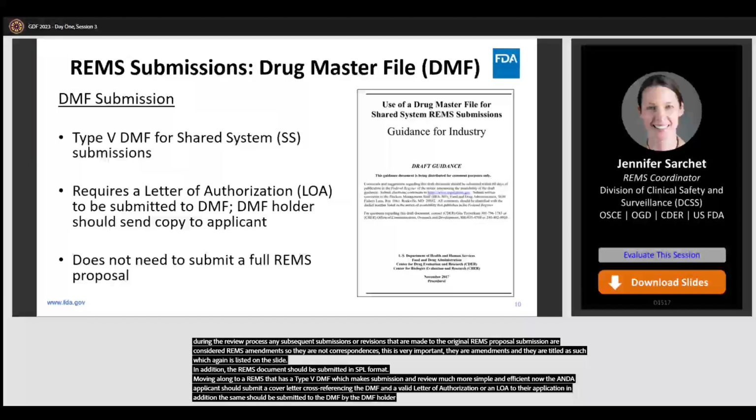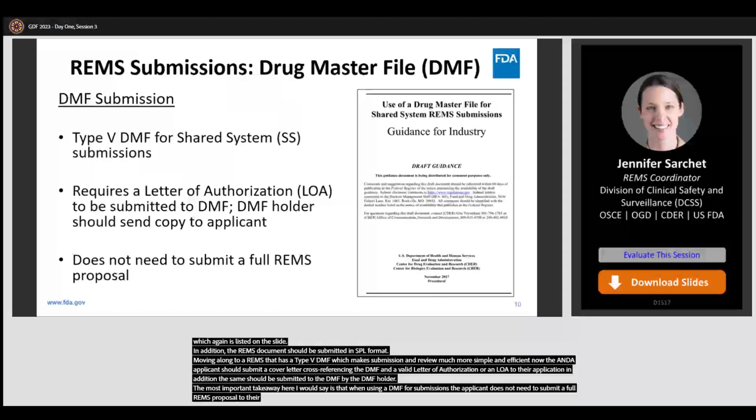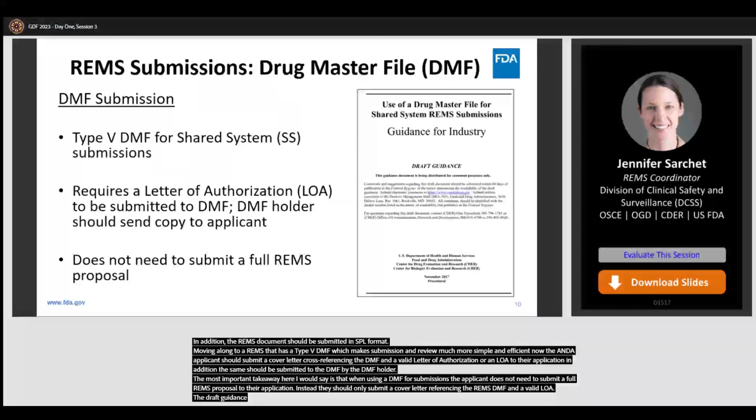The most important takeaway here, I would say, is that when using a DMF for REMS submission, the applicant does not need to submit a full REMS proposal to their application. Instead, they should only submit a cover letter referencing the REMS DMF and a valid LOA. The draft guidance for industry shown here provides additional details on how to use a DMF for shared system REMS submissions.